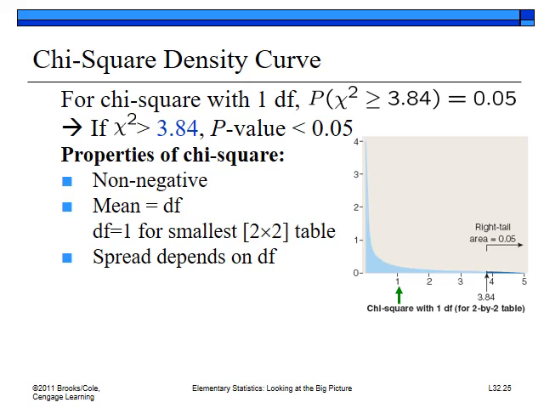And the spread depends on the degrees of freedom. You can see that the vast majority of the data are within 1 unit of 1. And you can tell that this is very sharply skewed to the right.